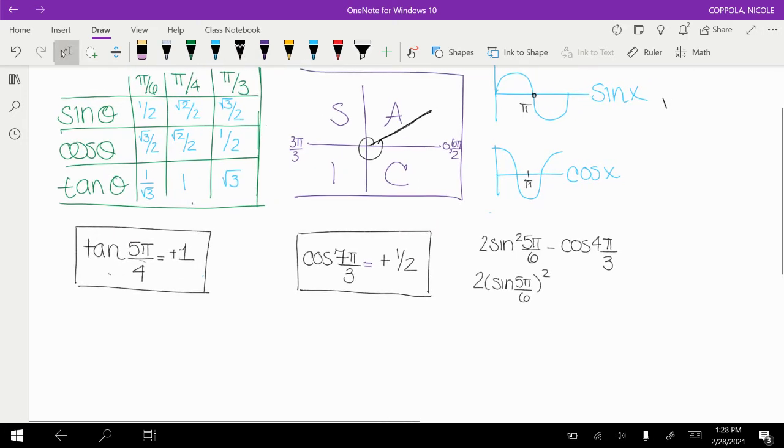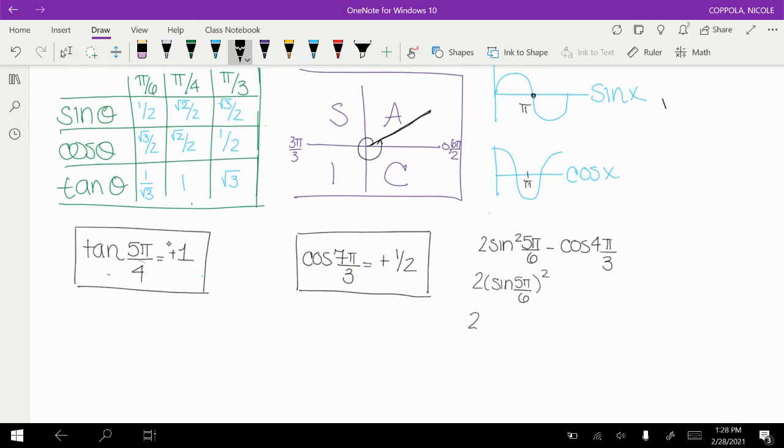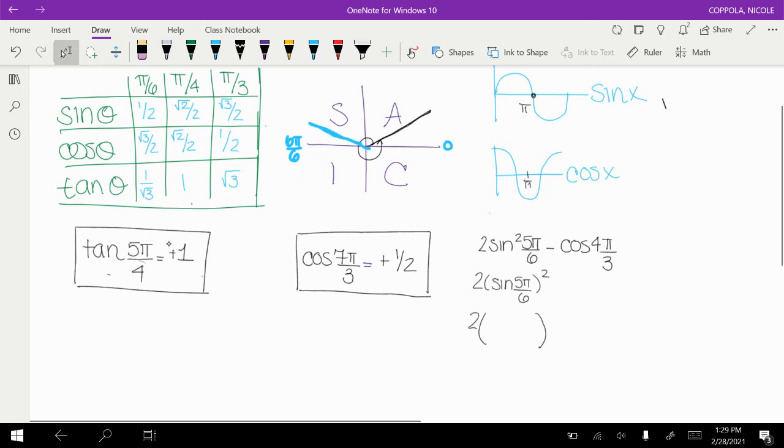So I have to evaluate the sine of 5 pi over 6. The first thing I need to do is figure out what quadrant it's in. I'm going to come up here and erase these. Now I'm counting in increments of pi over 6. So this would be 6 pi over 6. All right, so 5 pi over 6 is in quadrant 2, meaning sine is positive. Now I just have to get the value. So I'll go to the sine row, pick up my increment, pi over 6, so the answer is 1/2. And then I've got to square this.